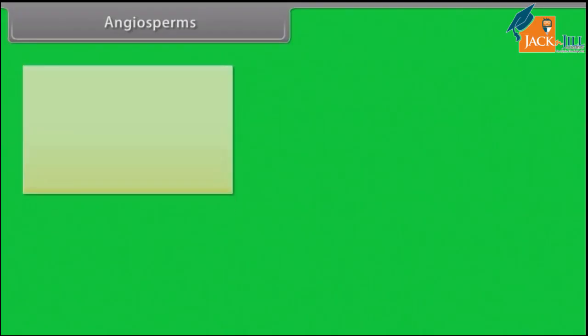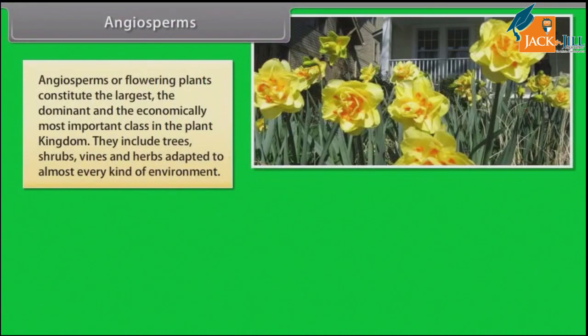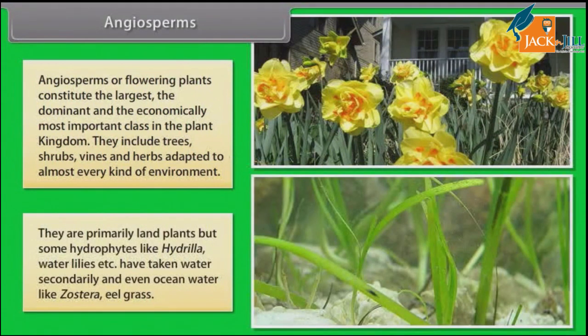Angiosperms. Angiosperms or flowering plants constitute the largest, the dominant and the economically most important class in the plant kingdom. They include trees, shrubs, vines and herbs adapted to almost every kind of environment. They are primarily land plants, but some hydrophytes like Hydrilla, water lilies, etc. have taken to water secondarily, and even ocean water, like Zostera, eel grass.